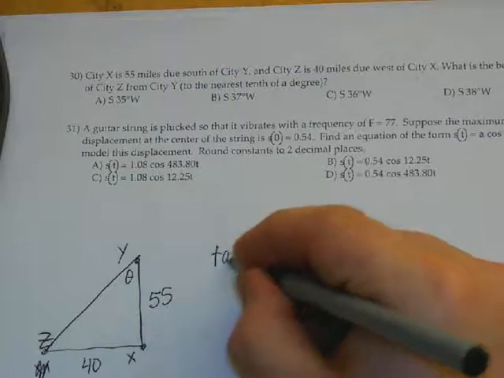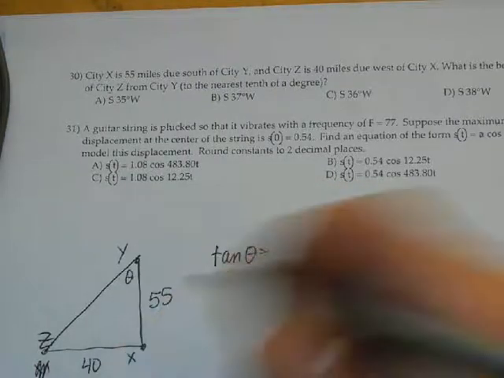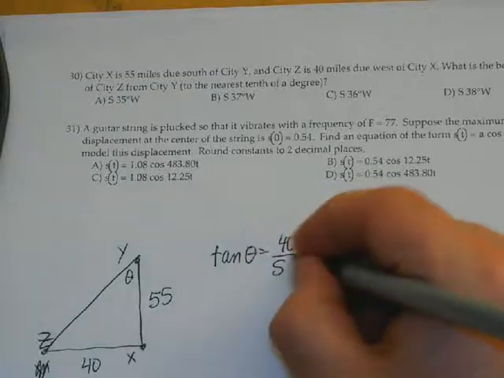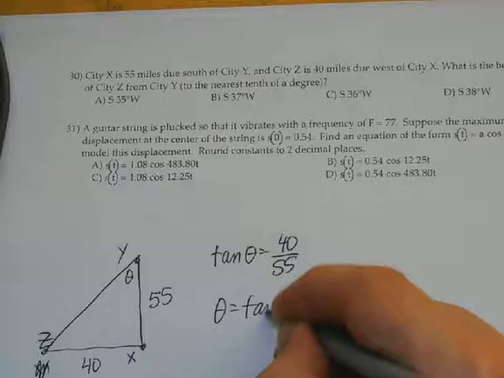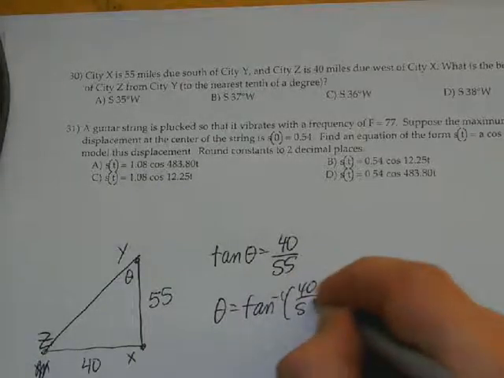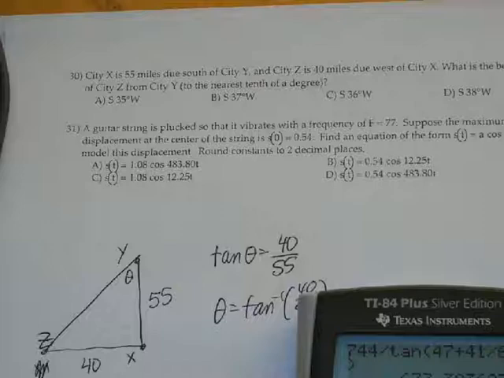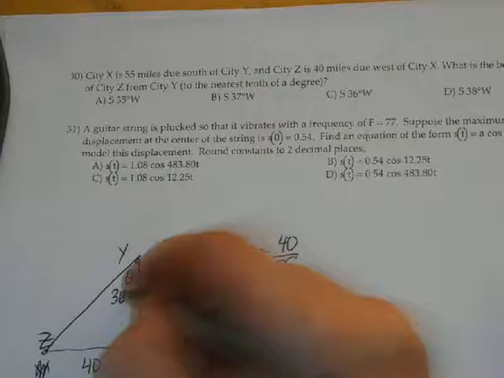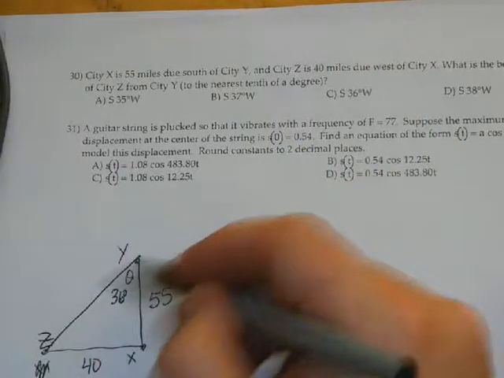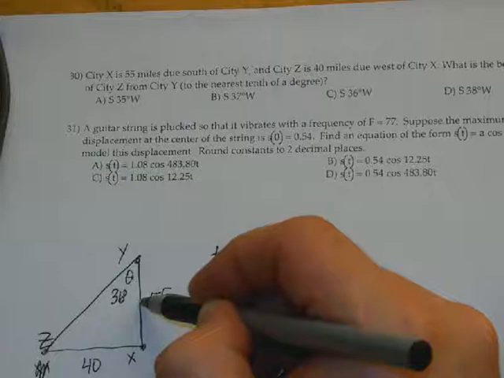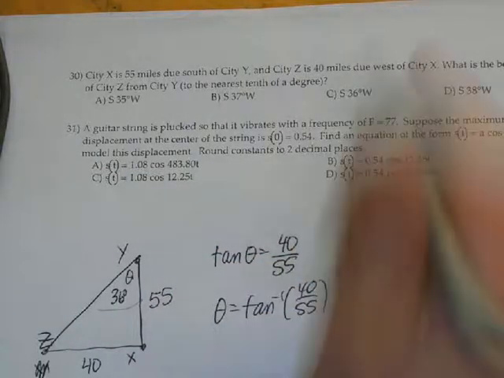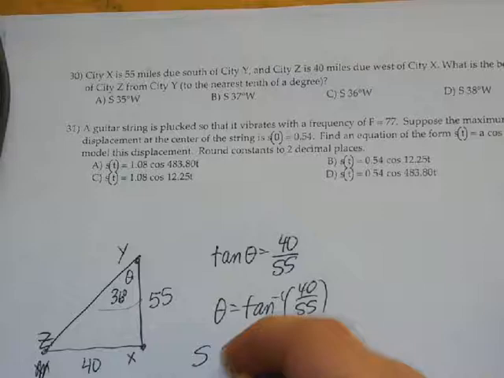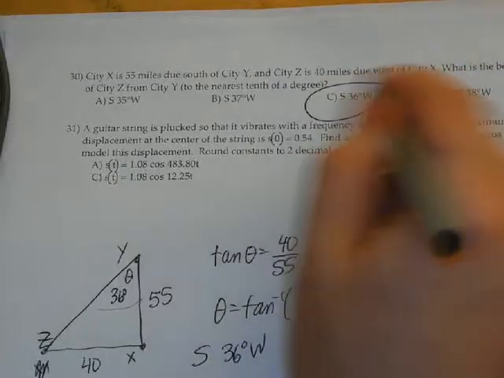So tangent of theta, opposite over adjacent. So theta is the arctangent of 40 over 55. And I get about 36 degrees. So from Y to Z, it's south, and then I'm going to move west 36 degrees. And the answer is C.